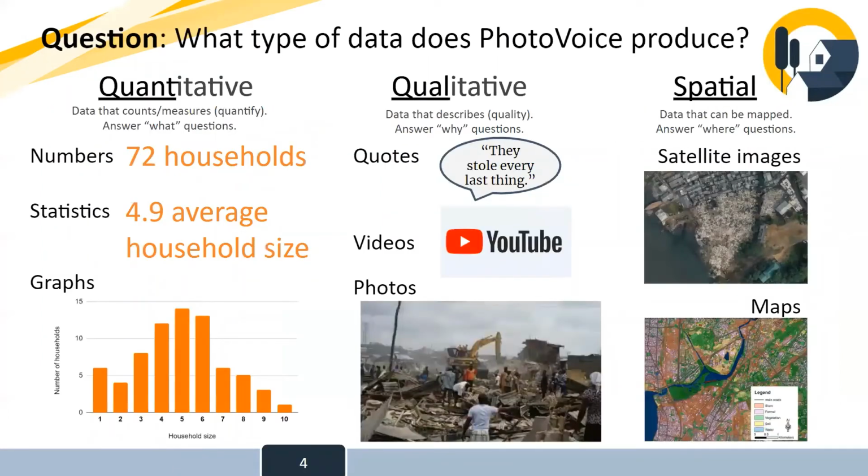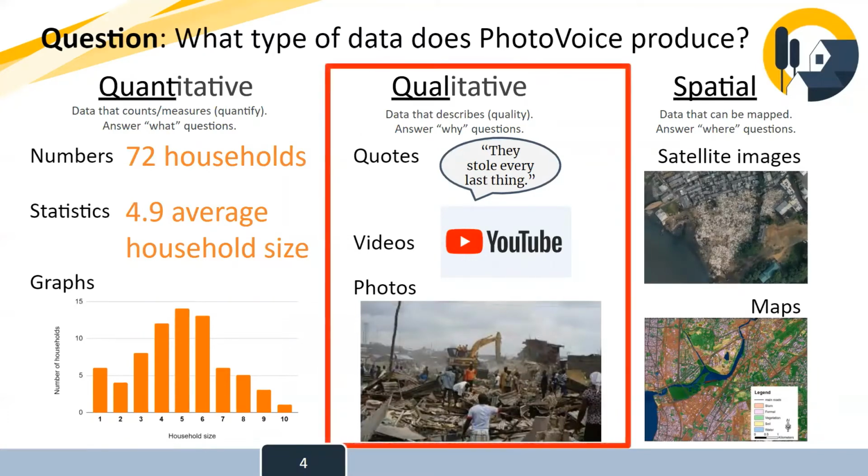Now you're going to pose the question back to your participants, bringing back another slide from the Introduction to Data for Human Rights lecture, and just ask them to reflect on what kind of data is being collected in Photo Voice. What kind of data is being produced? Is it quantitative, numerical data, qualitative, descriptive data, or spatial data? And hopefully it'll be an easy response for folks to identify this as qualitative data, which answers why questions.